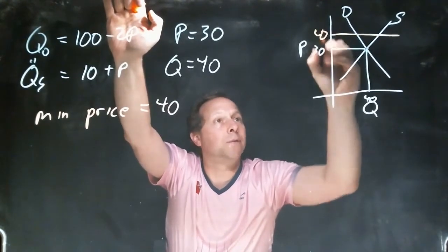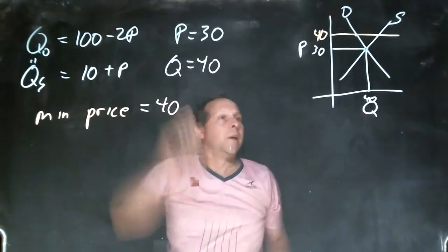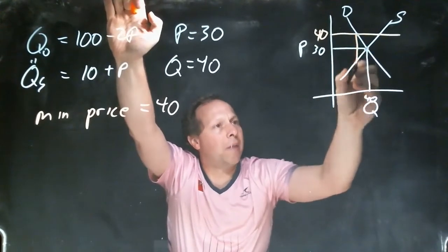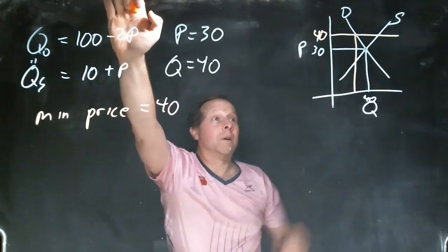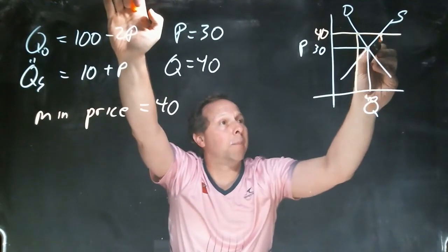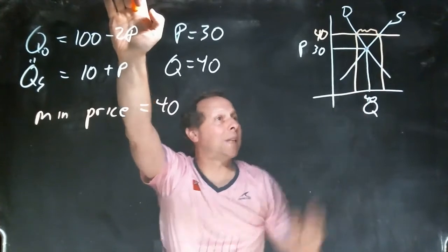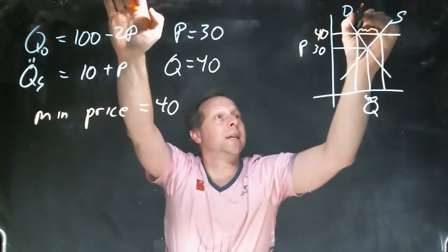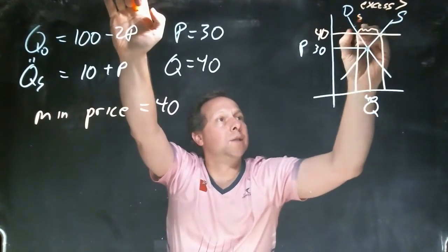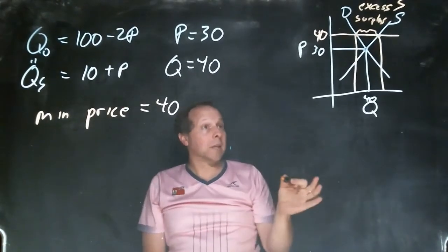Graphically, here's our price of 40. At a price of 40, the number of people who are willing to demand the good is here. It's lower, while the number of people who are willing to supply the good at that price is here. And this difference between what is supplied and what's demanded is known as excess supply, or a surplus. So that's what that looks like graphically.